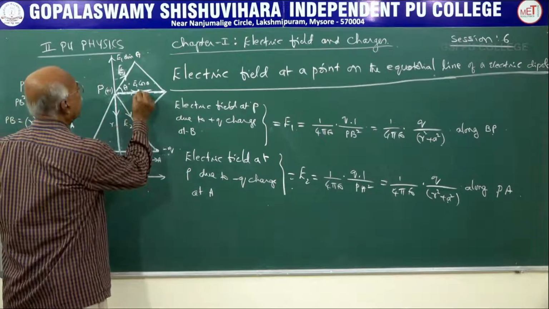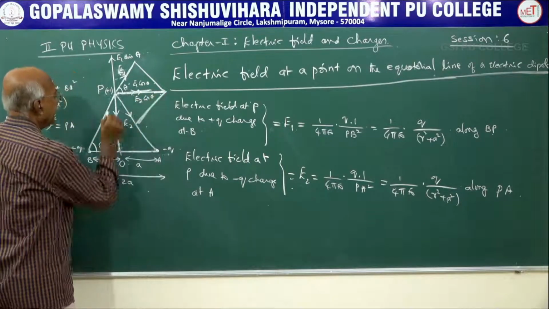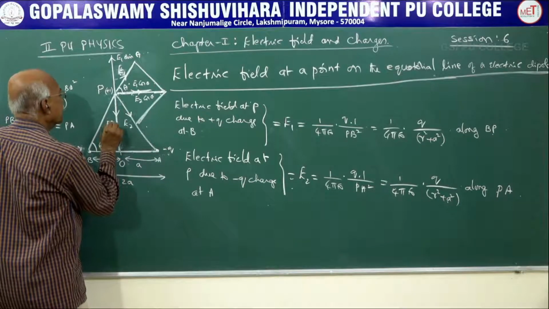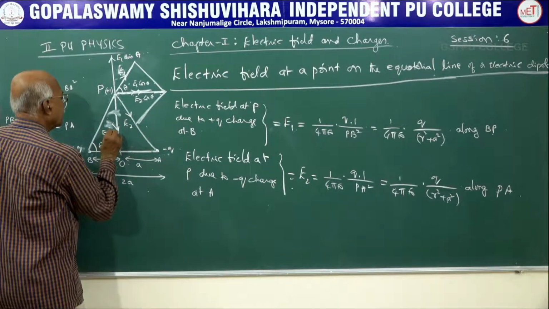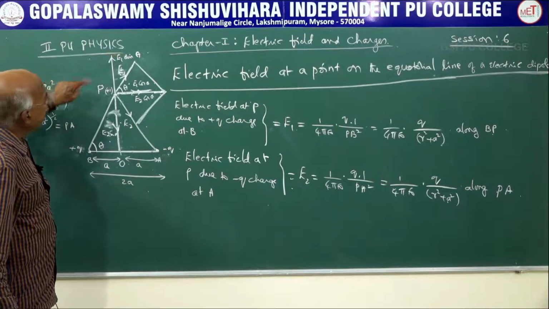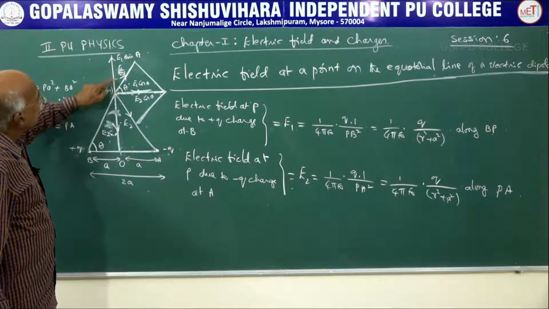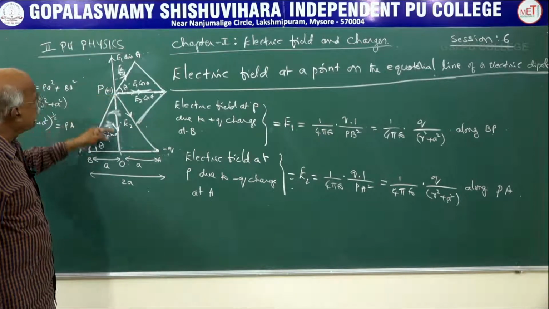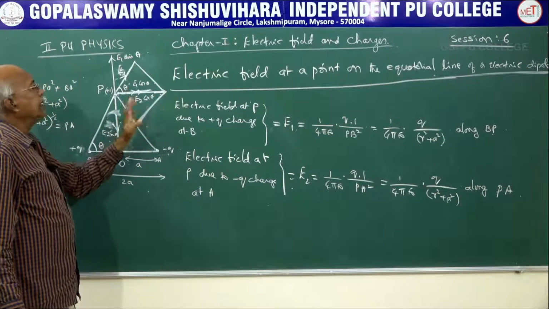When this E2 is resolved, we get E2 cos theta along this direction, and E2 sin theta downwards. Now if you observe, E1 sin theta is acting at the point P, and E2 sin theta is acting at the point P. Since the magnitudes of E1 and E2 are one and the same, E1 sin theta and E2 sin theta get cancelled. We will be left with E1 cos theta and E2 cos theta along the same direction.